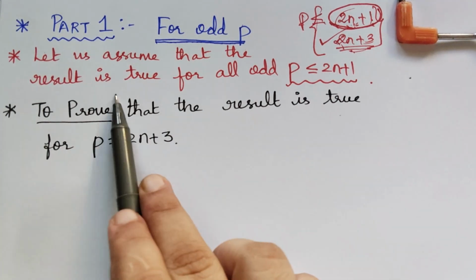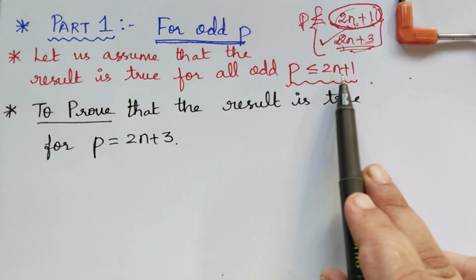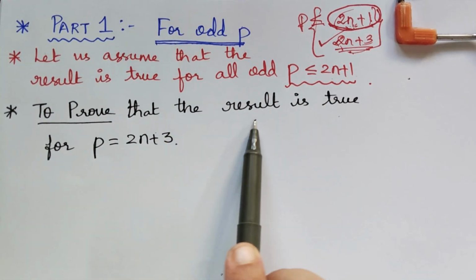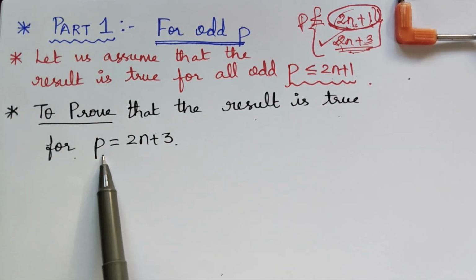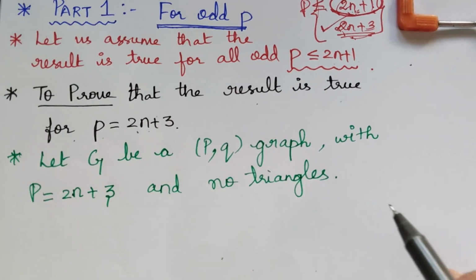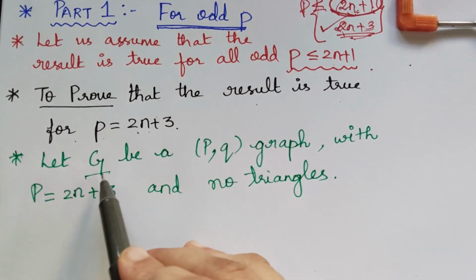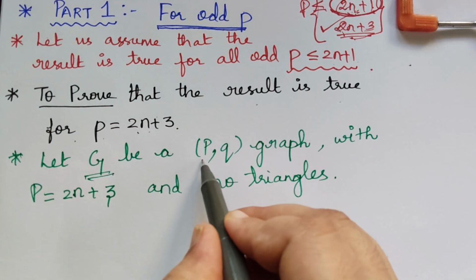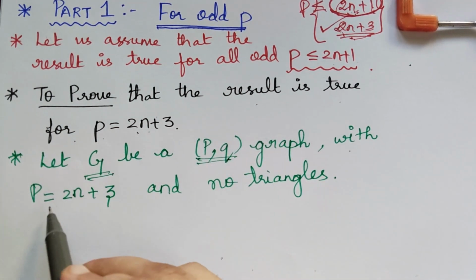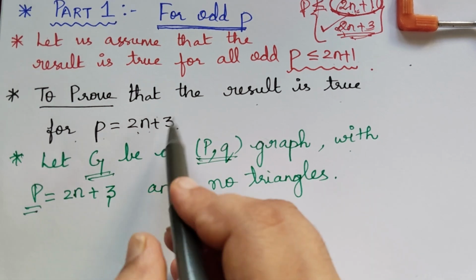Let us assume that the result is true for all odd P lesser than or equal to 2n plus 1. So we are going to prove that the result is true for a particular value P, which is equal to 2n plus 3. Now in order to prove that, we are going to take a graph G, and we are going to take that it has P number of vertices and Q number of edges, with the particular value P to be equal to 2n plus 3.